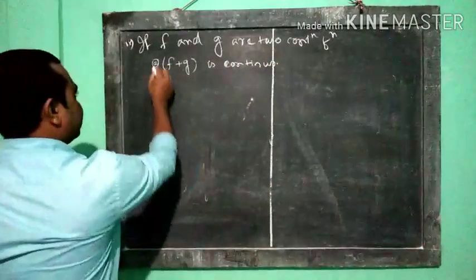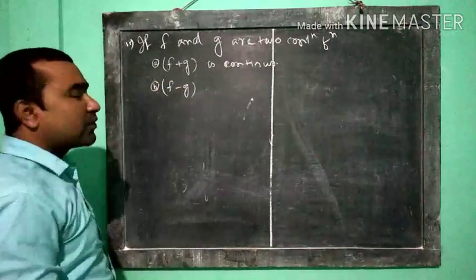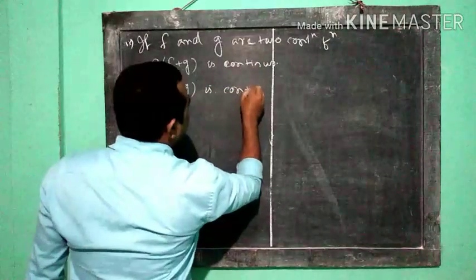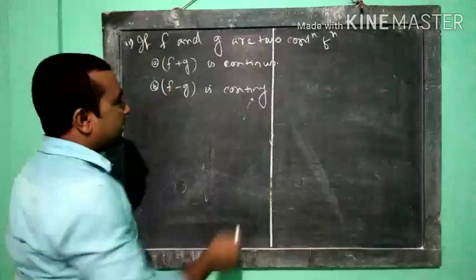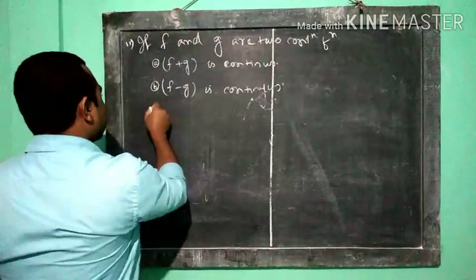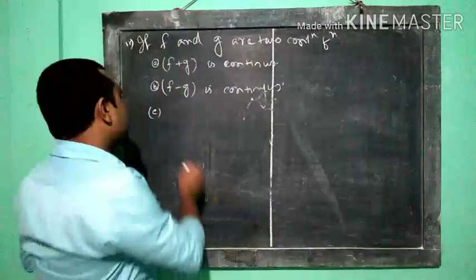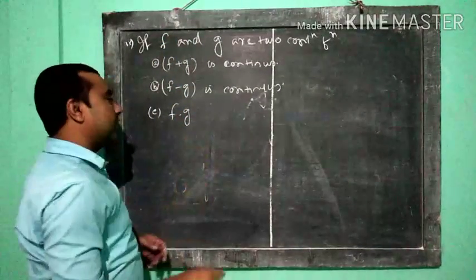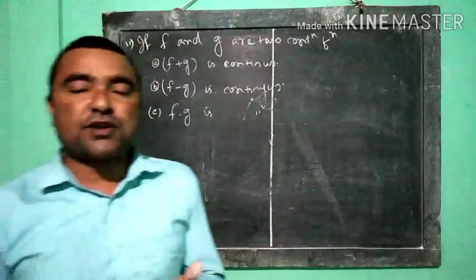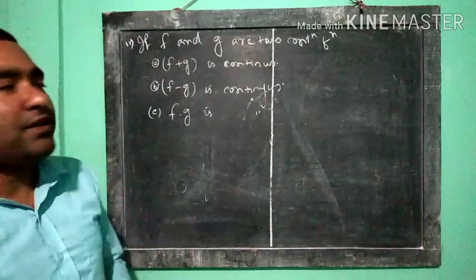Okay, again number b, f minus g, subtraction of two continuous functions is also continuous. f minus g is continuous. And number c is f into g. The product of two continuous functions is also a continuous function.